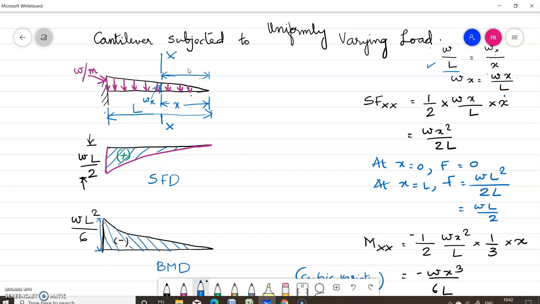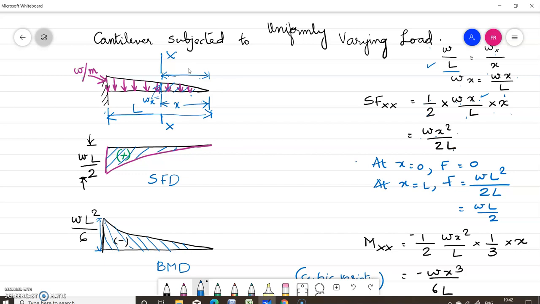This is equal to the area of this small triangle. What is the area of this triangle? Half into base into altitude. What is the base? The base is w suffix x, which is equal to w into x by L. So substituting here, half into w_x by L into x, the shear force becomes equal to w x square by 2L.